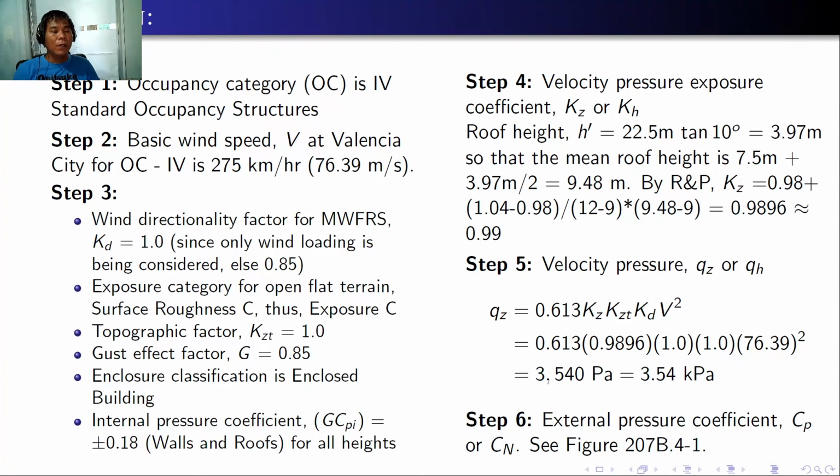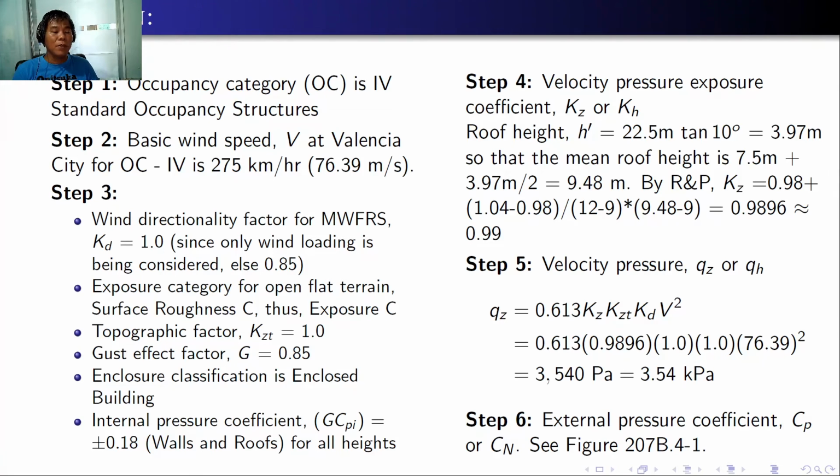Step 3, for wind directionality factor, we use 1.0. Take note, since only wind loading is being considered, but in the table, the value is 0.85. So here we use 1.0, but if we have to combine it with the other loading, you will be using KD to be 0.85. Also, we have the exposure category for open flat terrain. The surface roughness is C, thus the exposure is C. The topographic factor, since it's quite flat, KZT is 1.0. The gust effect factor G is 0.85.